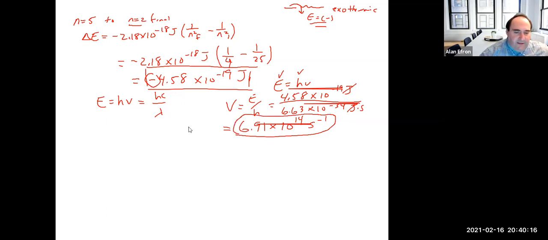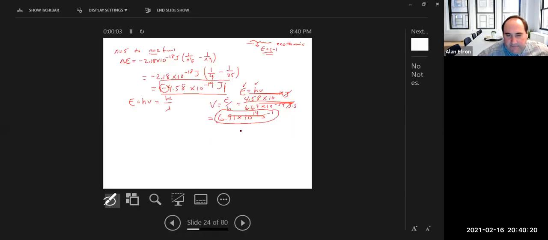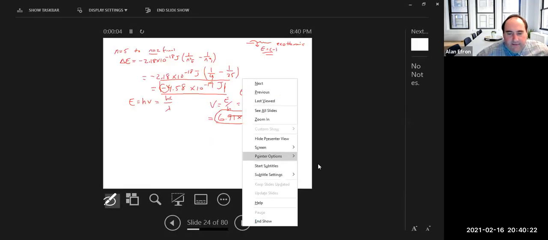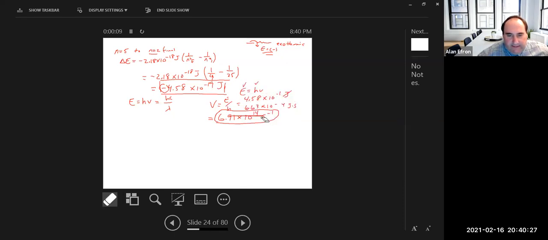Any question on those numbers there? So we now have our frequency, and let me get rid of some of those extra lines and fix it up real quick. 4.58 times 10 to the minus 19 divided by 6.63 times 10 to the minus 34. All right, and reciprocal seconds.